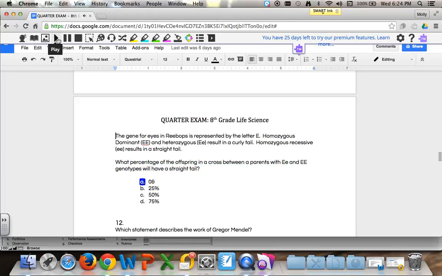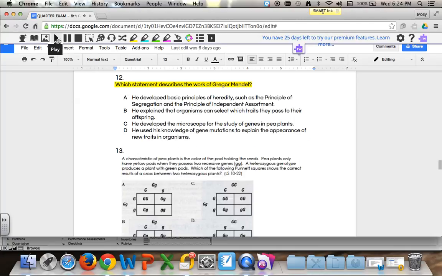tail? A. 0. B. 25%. C. 50%. D. 75%. 12. Which statement describes the work of Gregor Mendel?